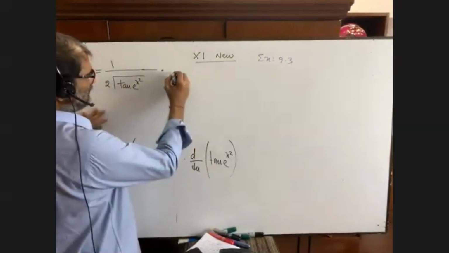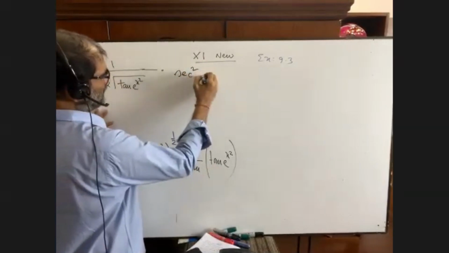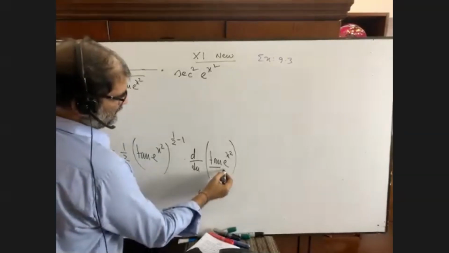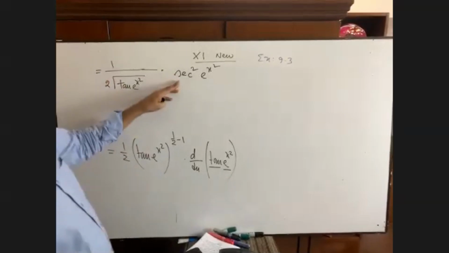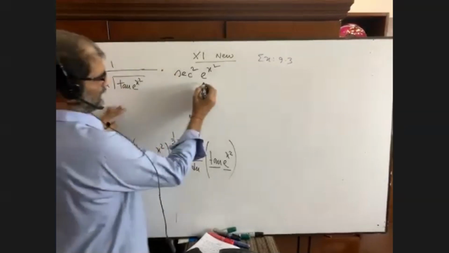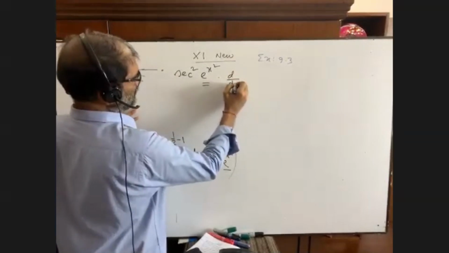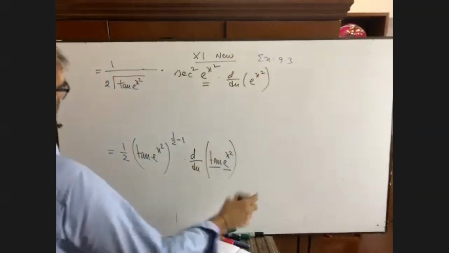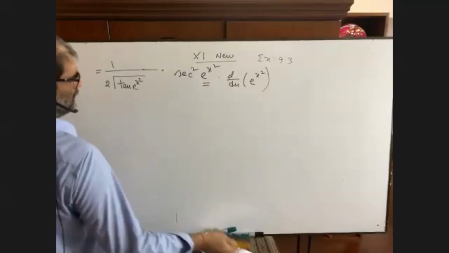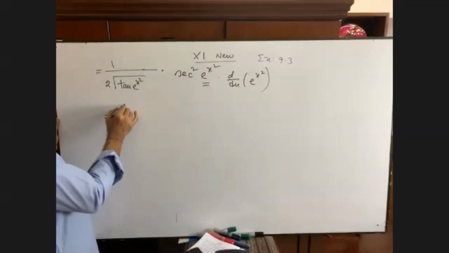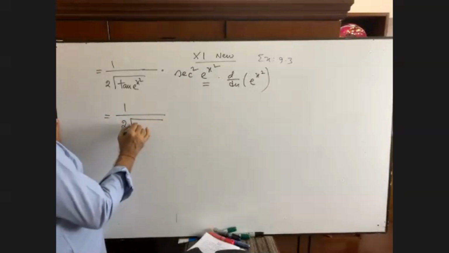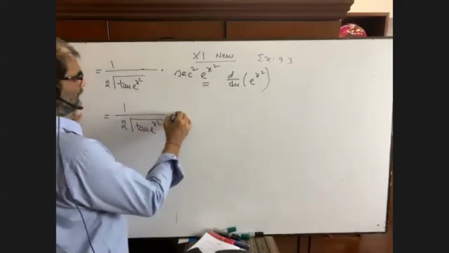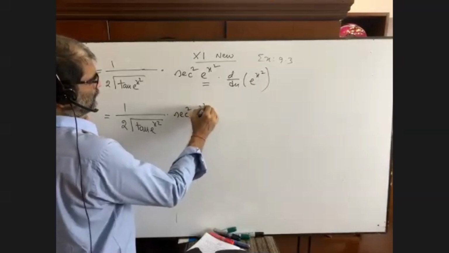Now, what is the formula of tan x? Tan x is sec square x. What is x here? E to the power x square. So tan x is sec square x. So here now it is x. So d by dx e to the power x square. So we are getting here 1 by 2 root over tan e to the power x square dot sec square e to the power x square.